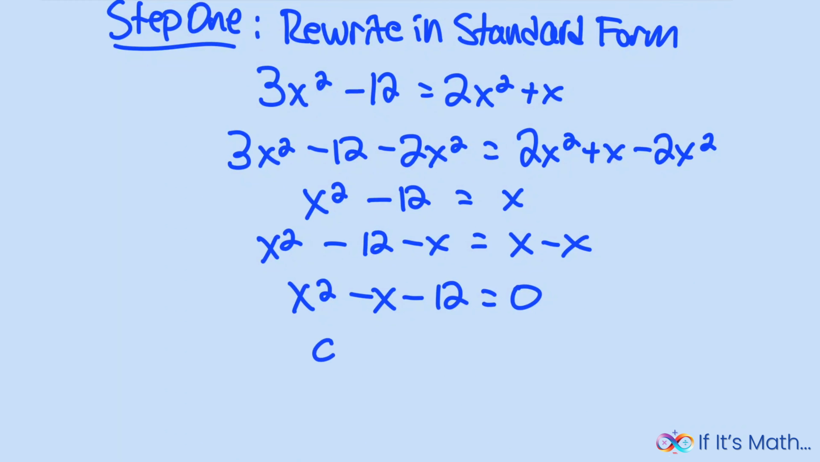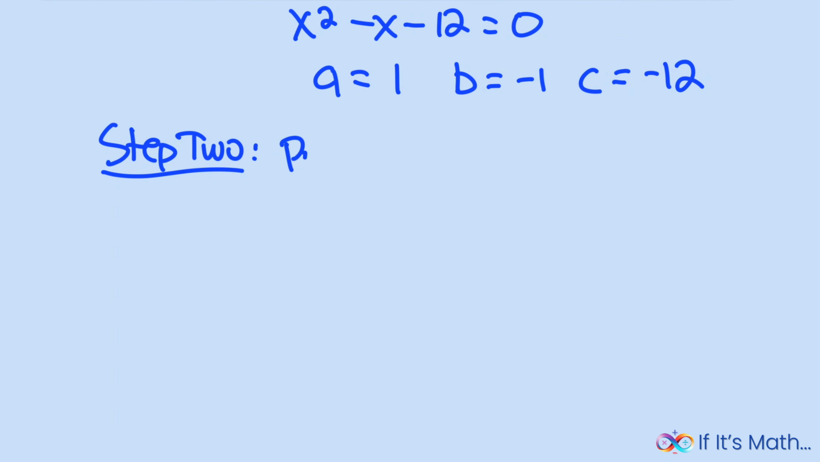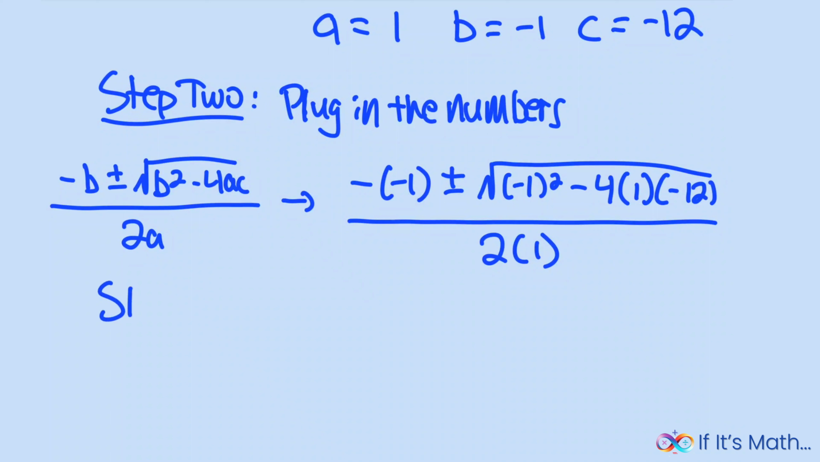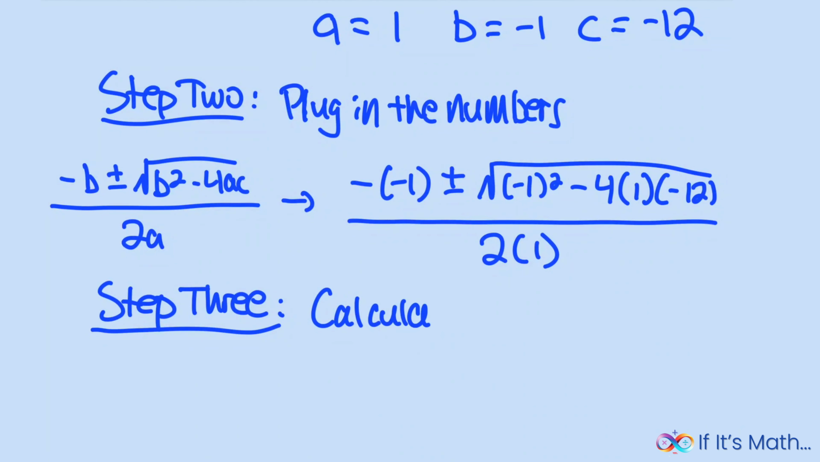In this example, where you see the x squared, if there's no number in front of it, it's going to be a 1. So step 2, let's plug those numbers into the quadratic formula. Here's that formula again. When we plug in, b is minus 1, a is 1, and c is minus 12. This is what all that comes out to be when you plug in those numbers. Then step 3 is to go through all the math to calculate those 2 answers. Let's walk through that.